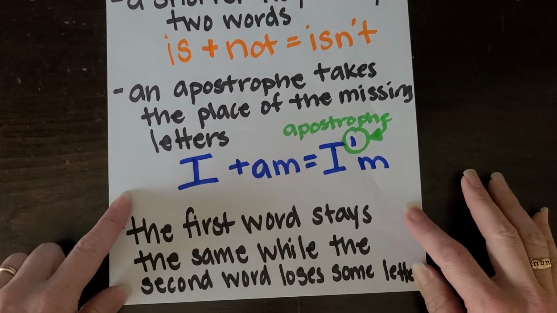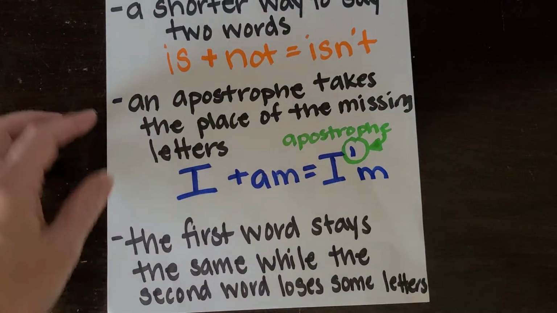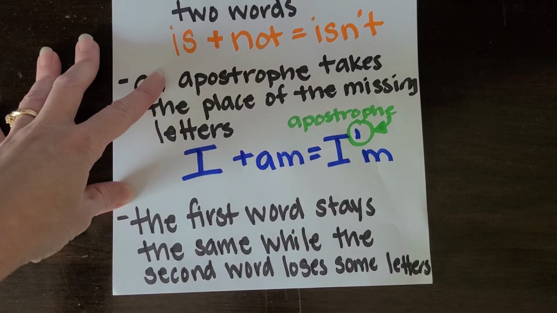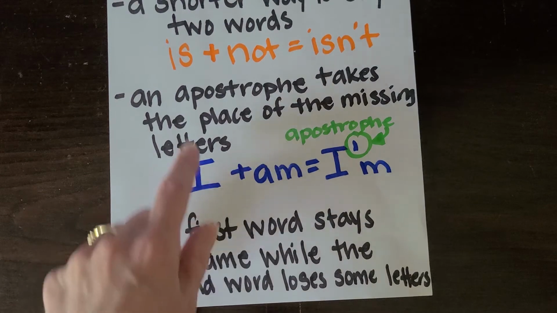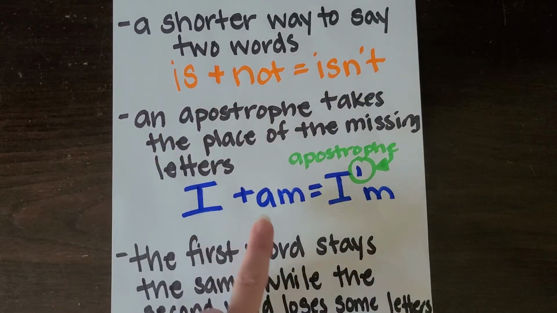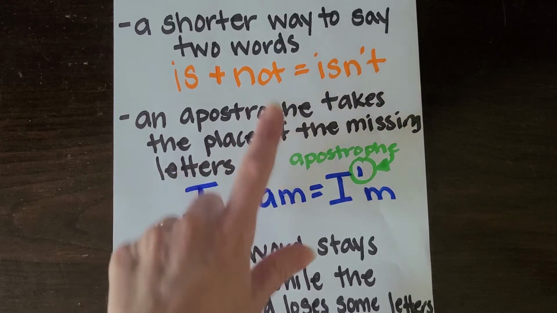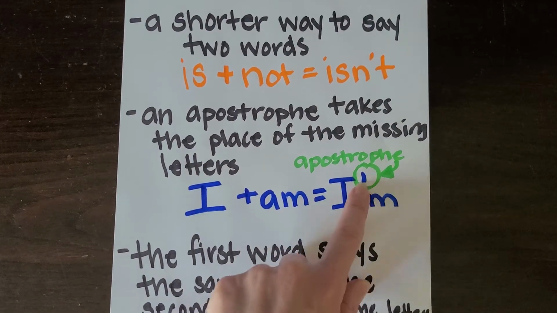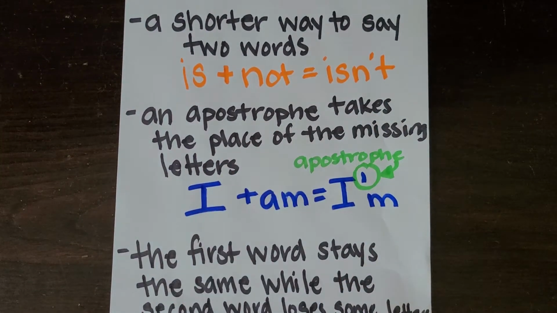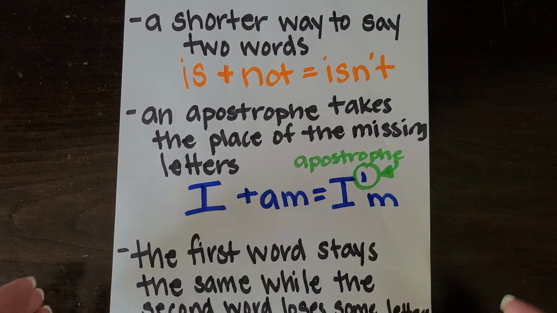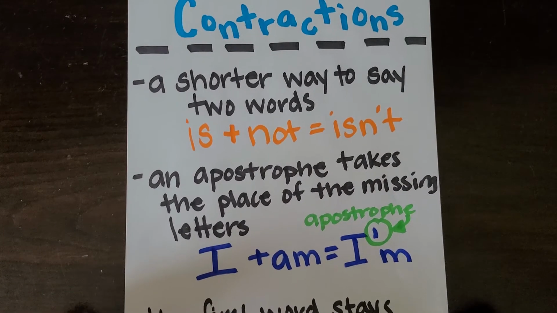The first word stays the same while the second word loses some of the letters. So I stayed the same, but the second word is what changed. Not lost an O, and am lost an A, and the apostrophe stands for where that letter was lost. In some cases it's more than one, sometimes it's three or more. You just have to pay attention to each word as it comes.